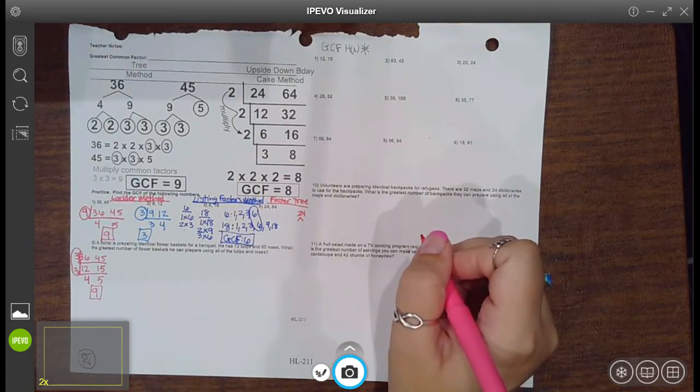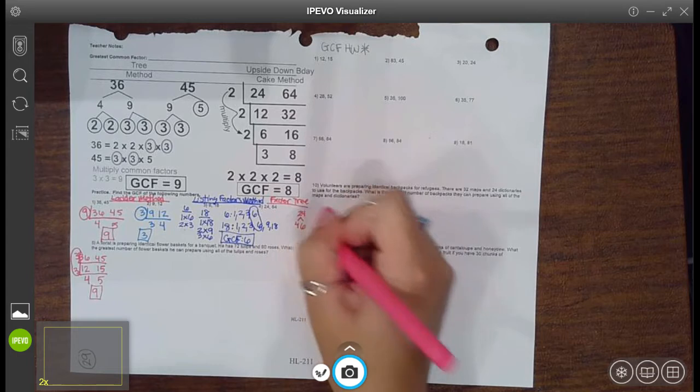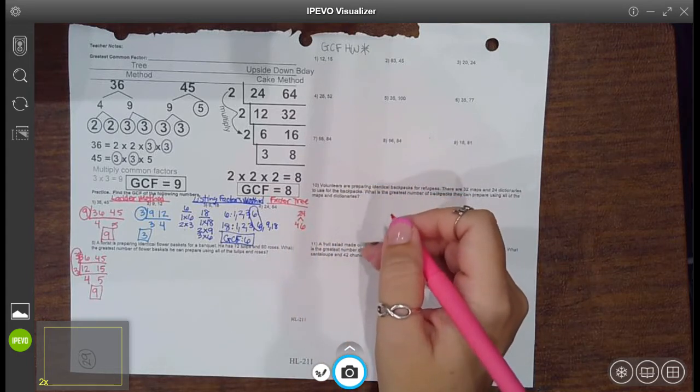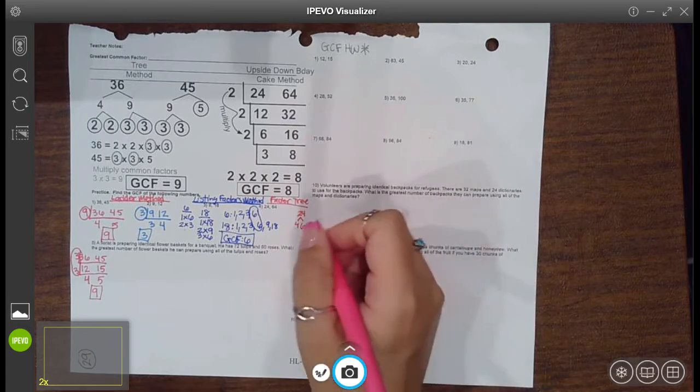I mean, you could have said 2 times 12, 3 times 8, 4 times 6. All of those are correct. I'm going to start with 4 times 6. If you start with something different, as long as you keep going down to primes, we'll still end with the same prime factorization.